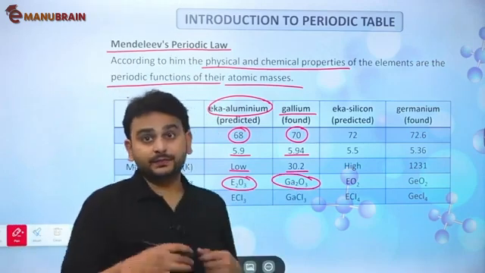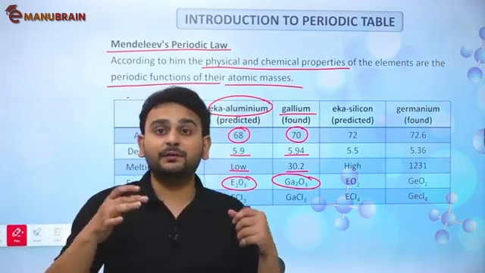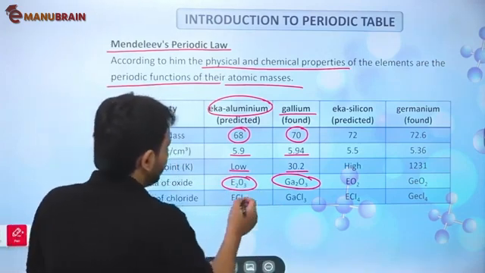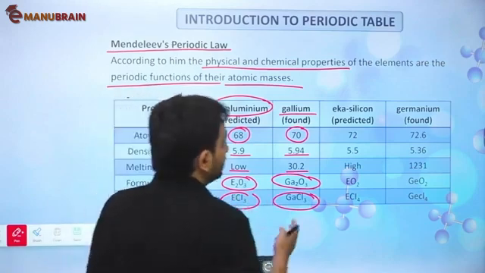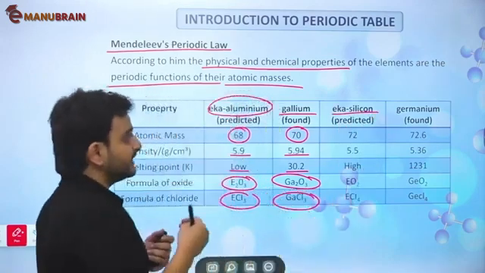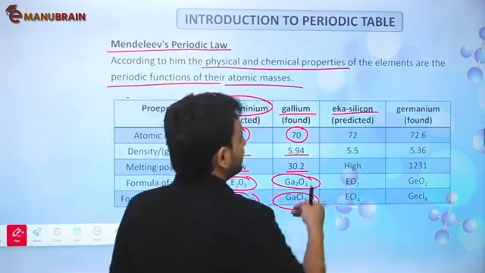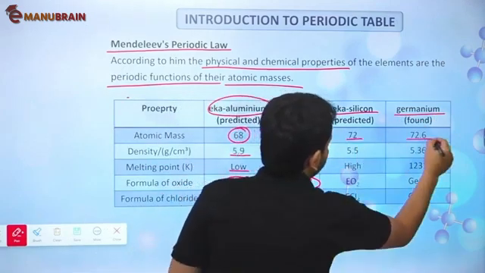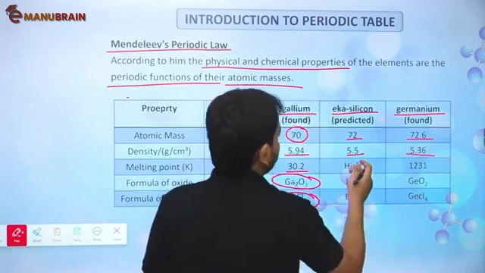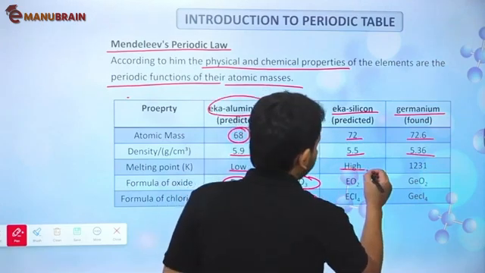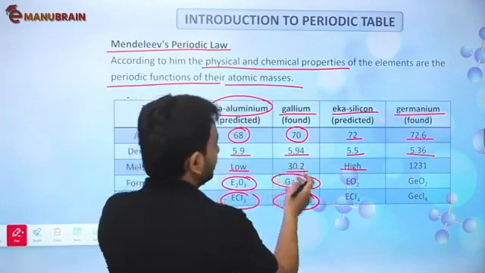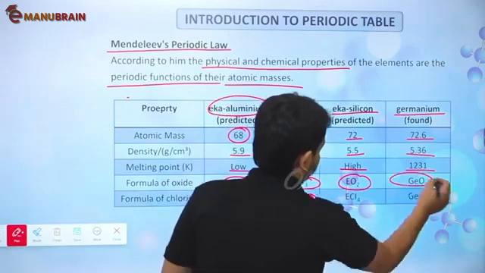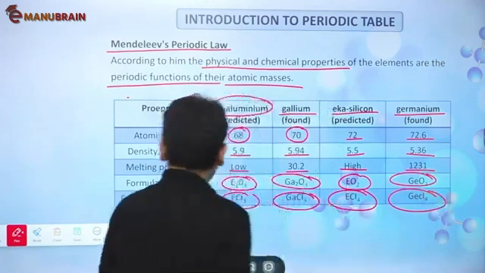He was able to tell what the valence shell would be, in electrons, and how many would combine. The formula for chloride was exactly the same. Similarly for eka silicon, in the same group as silicon, the next element, the eka silicon element, was finally found, which was germanium. You can see everything is so close: atomic masses, the density, the melting point. He said high, so this was low, 30.2, this was high, 1231. Then the oxide and chloride formulas were exactly the same.